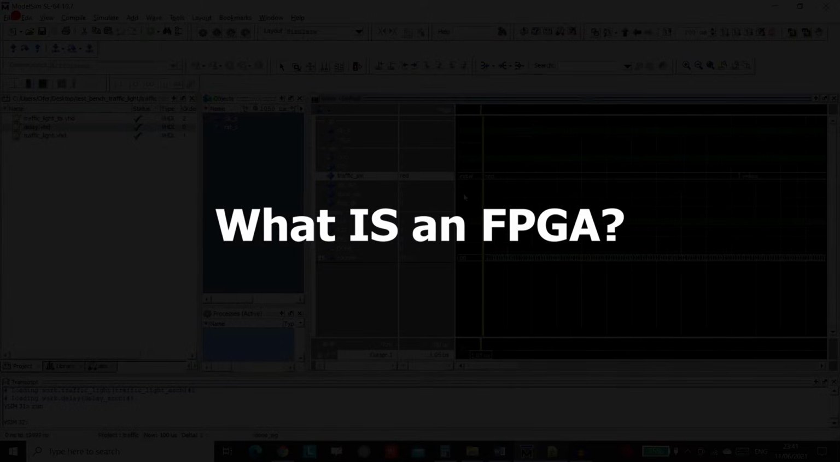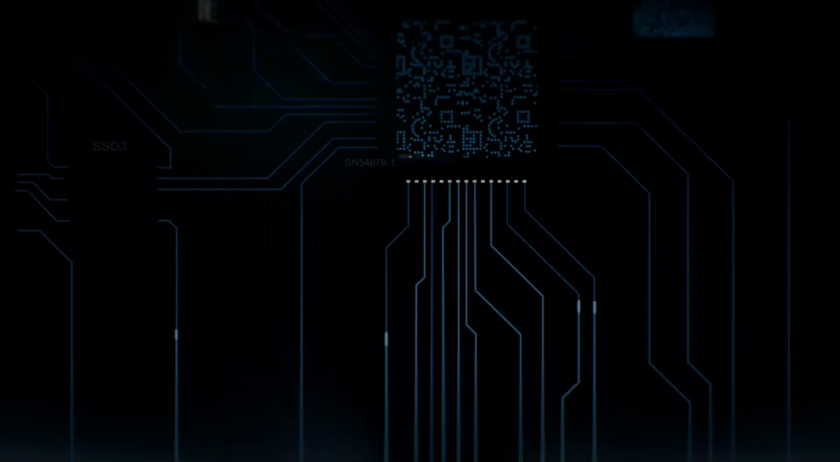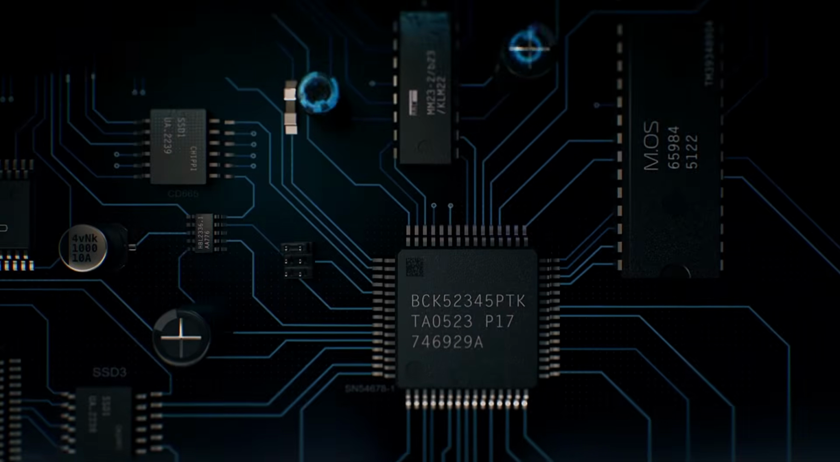What is an FPGA? FPGA is a chipset described by VHDL language.